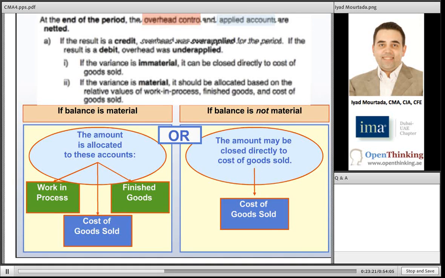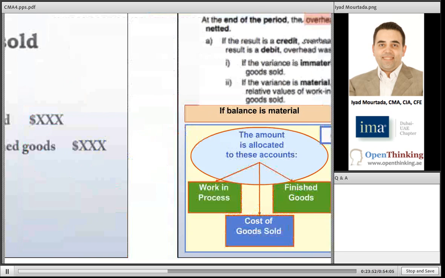If it's immaterial, we close it directly to cost of goods sold. So we just allocate it to cost of goods sold, and we reduce or increase cost of goods sold, depending on it. But if it's material, we need to allocate it to work in process, finished goods, and cost of goods sold, because we need to say how much goes to each. If the amount is not material, we take it directly to cost of goods sold.